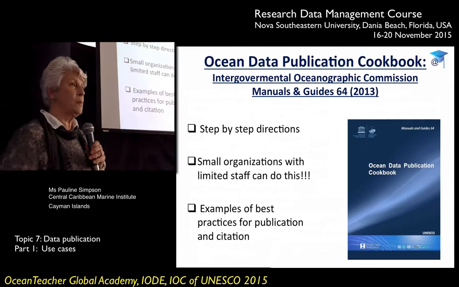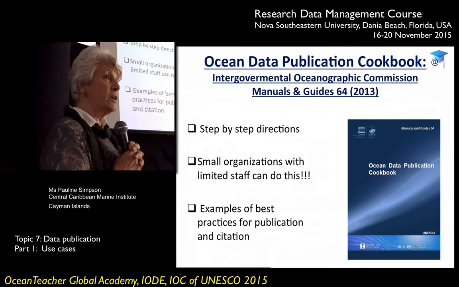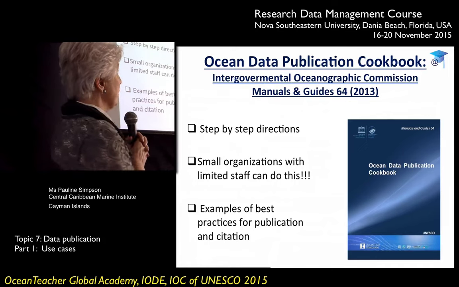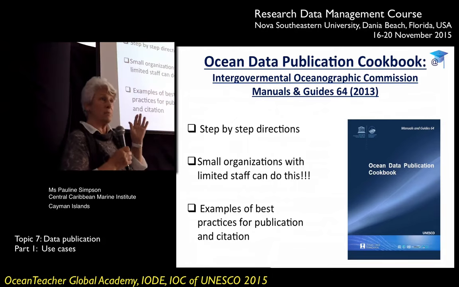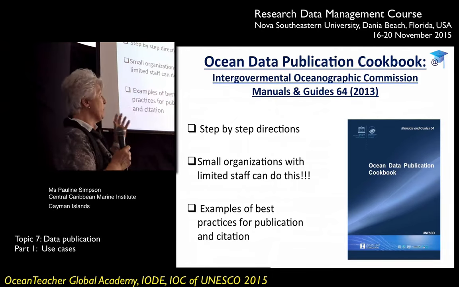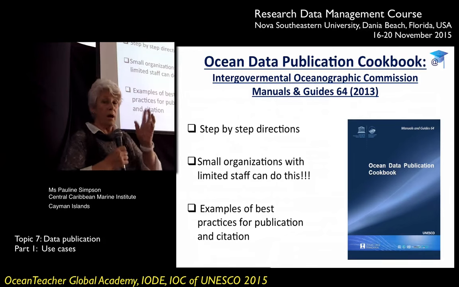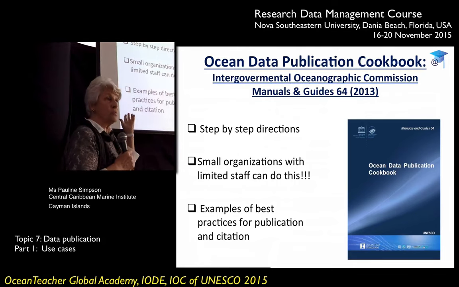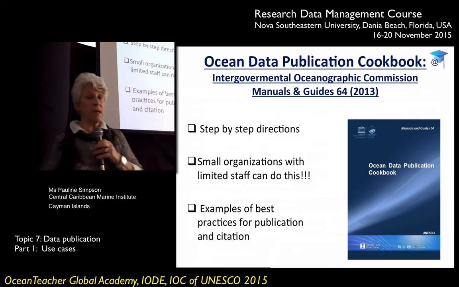But what was successful about the project was that there was an Ocean Data Publication cookbook issued. It's part of the Intergovernmental Oceanographic Commission Manuals and Guides, number 64. It provides step-by-step directions on the data publication process and allocating DOIs and where you get DOIs, etc. So I do encourage you to have a look at this, because it actually helps. It's for small organisations, it's not just for huge organisations, so people with limited staff can actually follow the procedures here. And it does give examples of best practices for publication and citation.